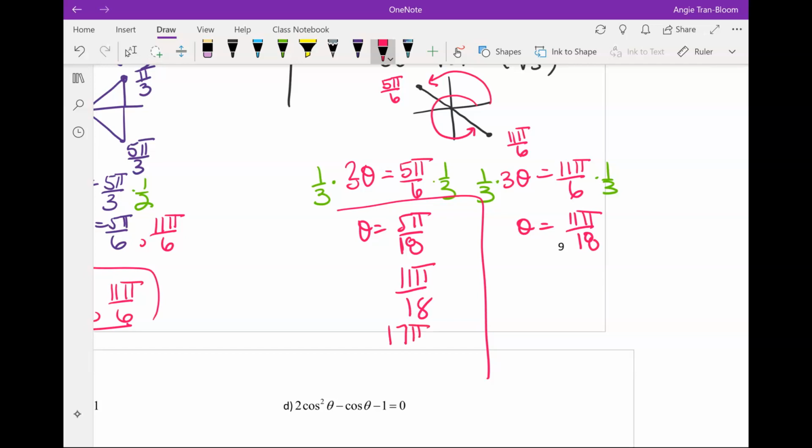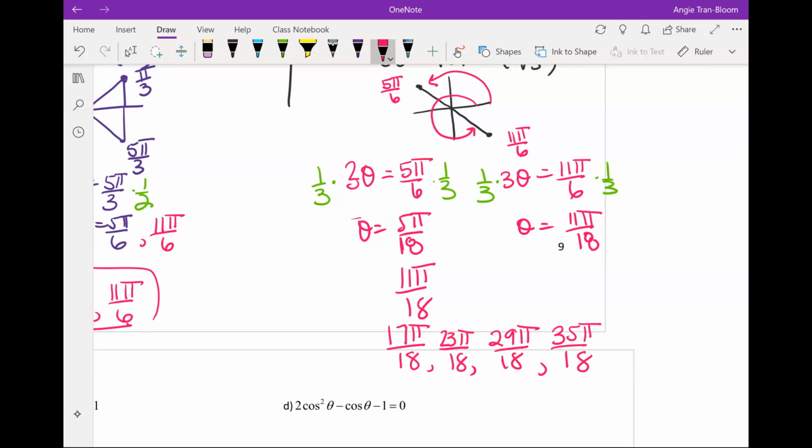So if I use this side and keep adding, what's the next one? 17 pi over 18. When can I stop? Before I get to 36 over 18, right? All right, keep on adding. What's next? 23 pi over 18. Can I add some more? Yeah, what's next? 29 pi over 18. Can I add some more? Yes, what's the next one? 35 over 18. Now I can stop because the next one will be over 2 pi, right?